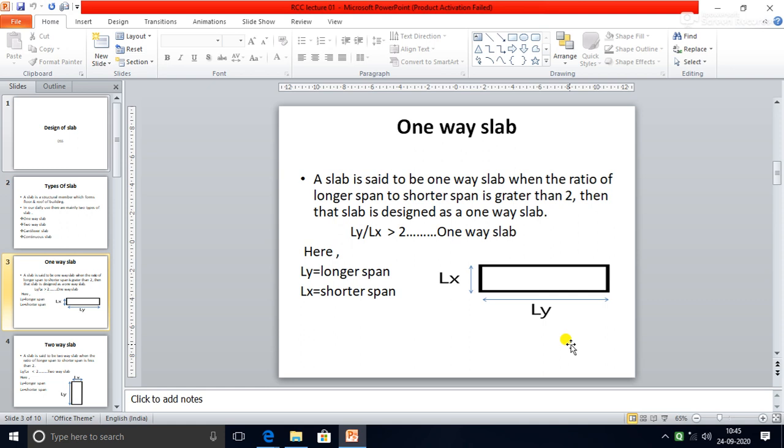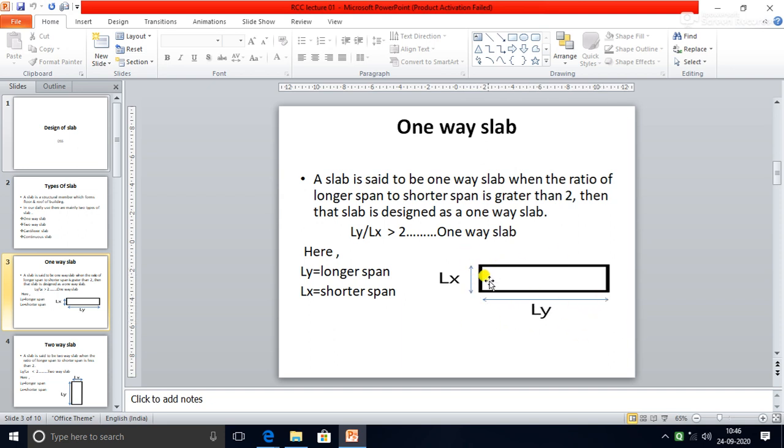Now, what is a one-way slab? A slab is said to be a one-way slab when the ratio of longer span to shorter span is greater than 2. Then that slab is designed as a one-way slab. See in this figure, suppose this is a room. The longer dimension is always denoted by Ly and the shorter dimension by Lx, though it is in any direction. The longer span is always denoted by Ly and the shorter span is always denoted by Lx.